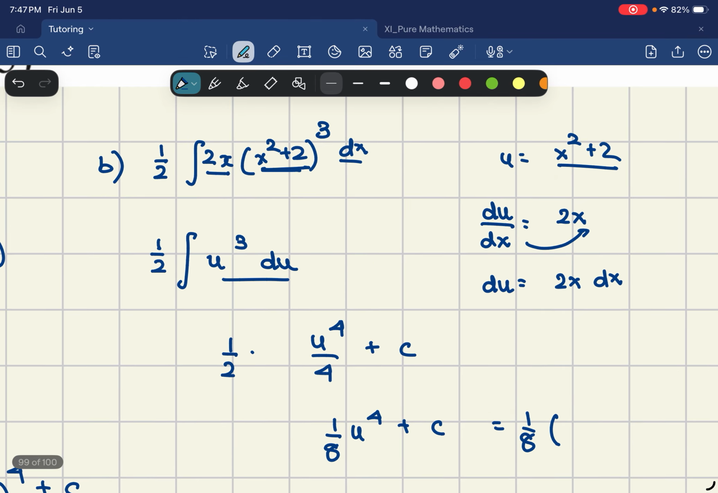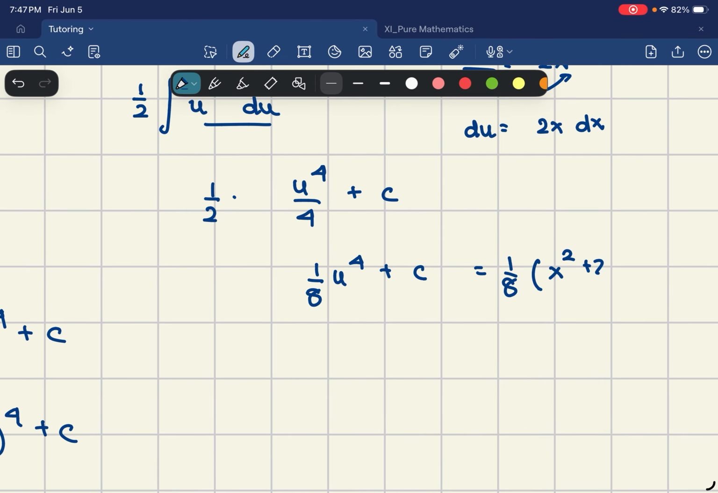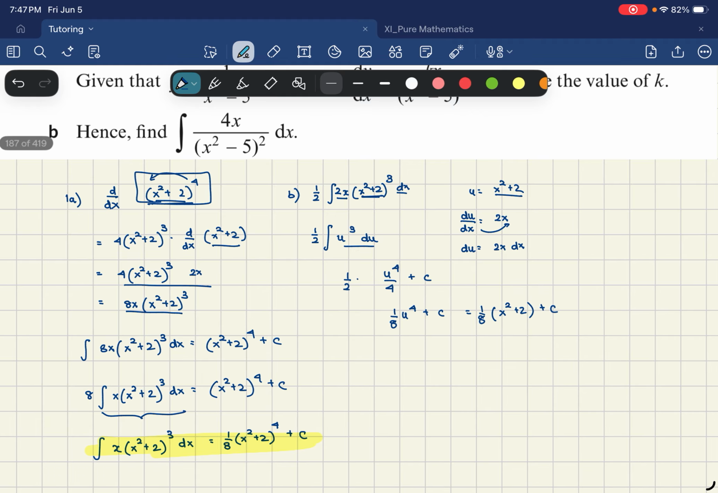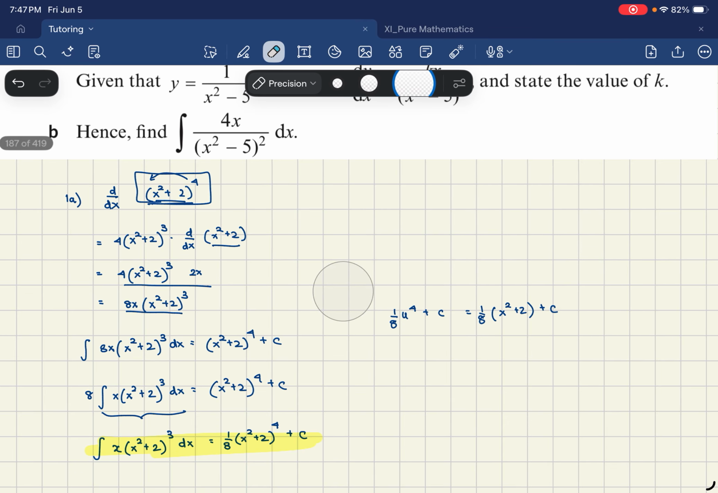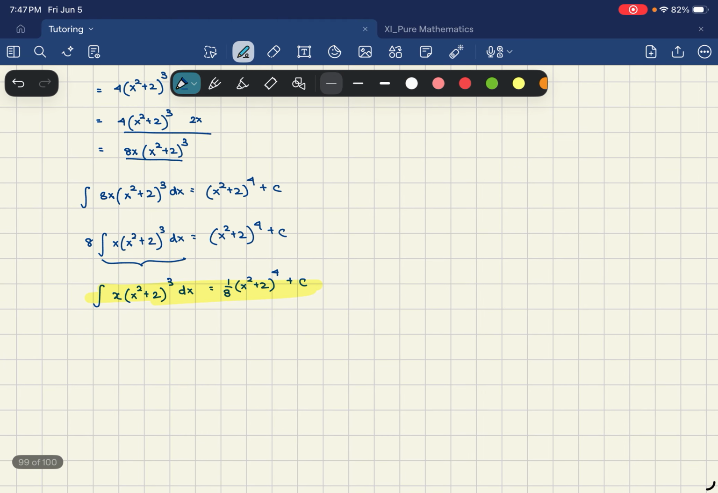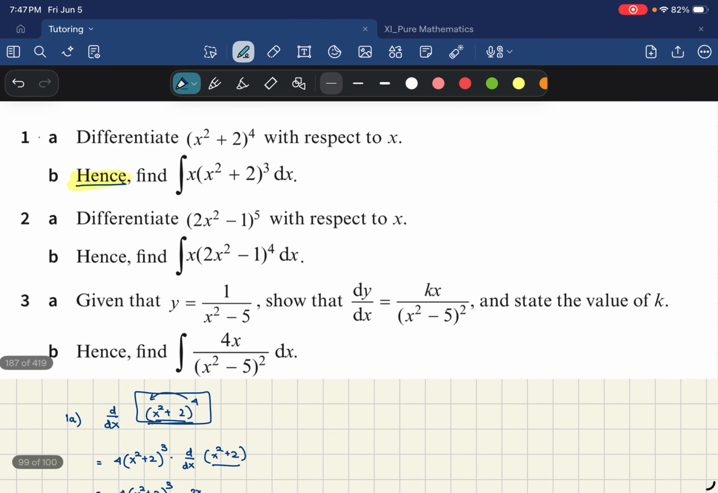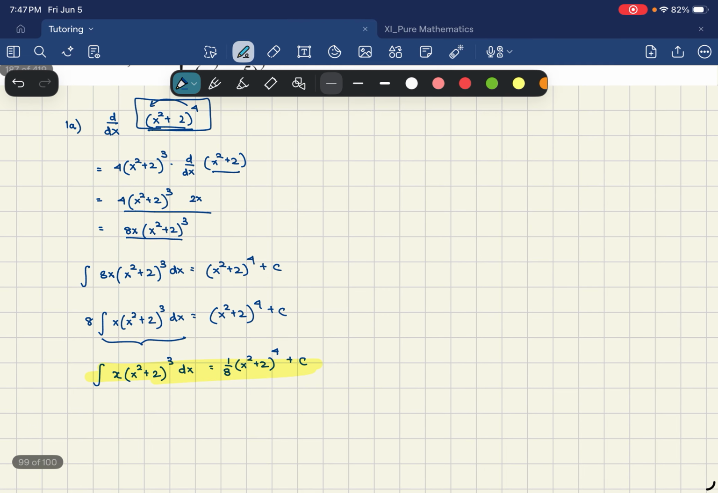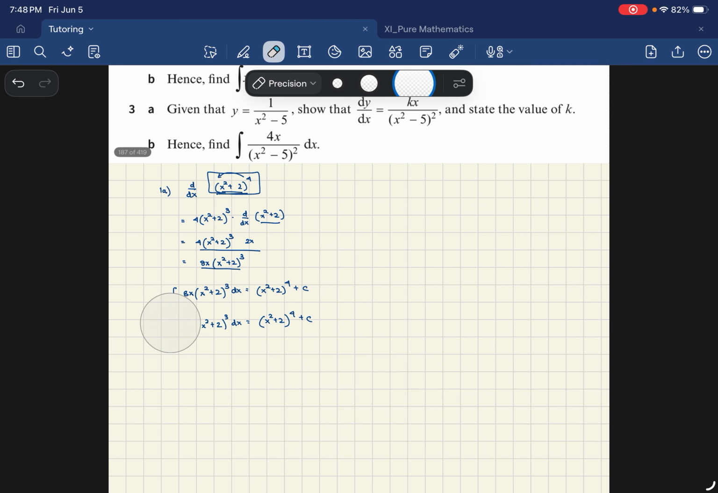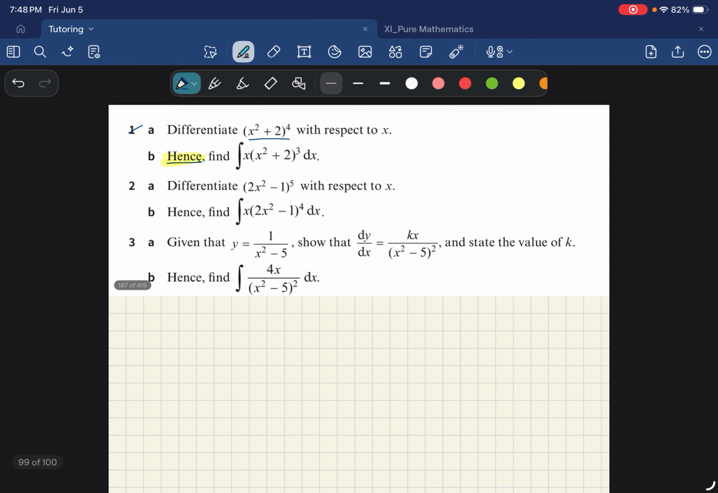Well, u is just x squared plus 2. So this is the otherwise method. This is the substitution method, but we won't discuss this year, at least for grade 11. Because the question just says, hence, you're expected to use this result from part A. All right, I hope that was clear. If it was not, we're going to do more questions.